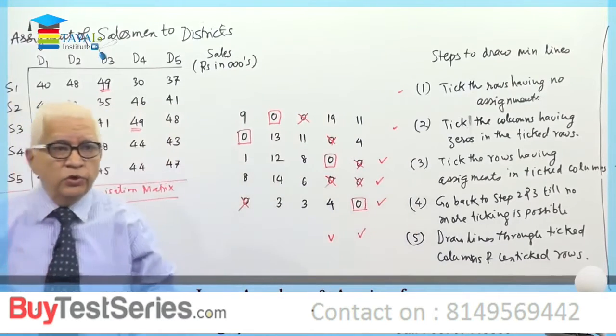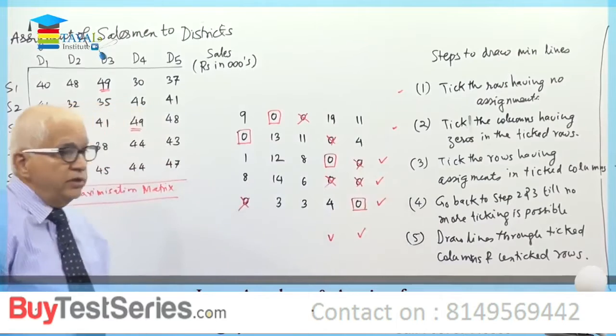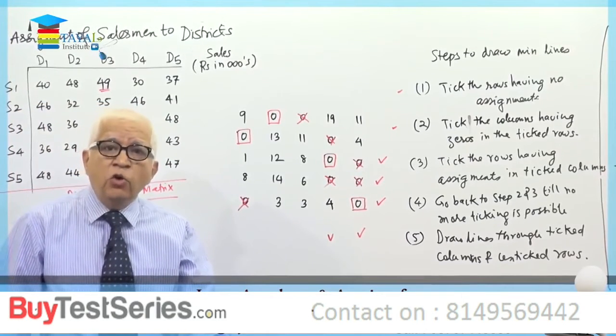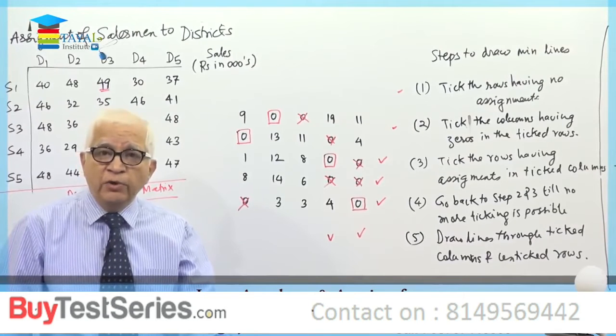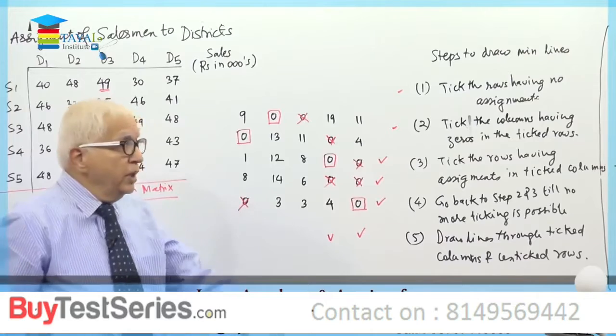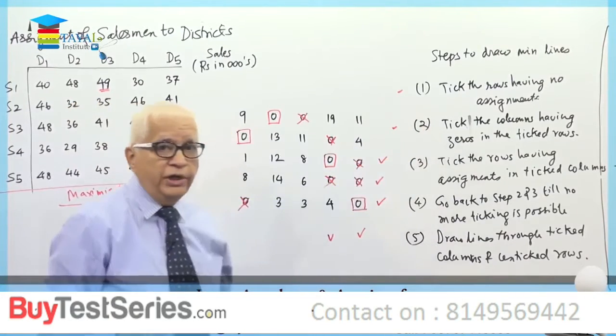Okay, step number 3 is over. Tick the rows having assignments in the ticked columns. Now what does step number 4 say? Step number 4 says go back to step number 2 and 3 till no more ticking is possible. So I have to go back to step number 2. What is step number 2? Step number 2 says tick the columns having zeros in the ticked rows.